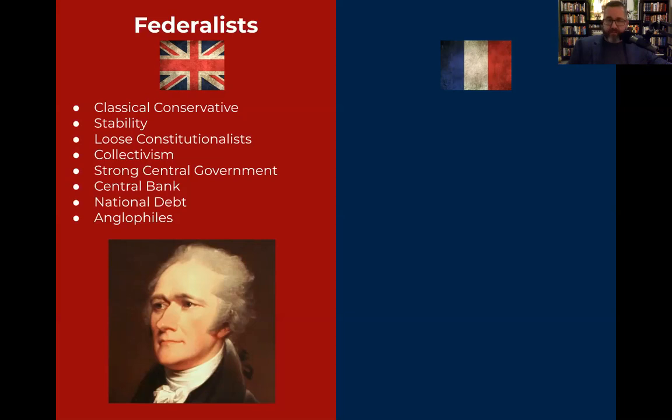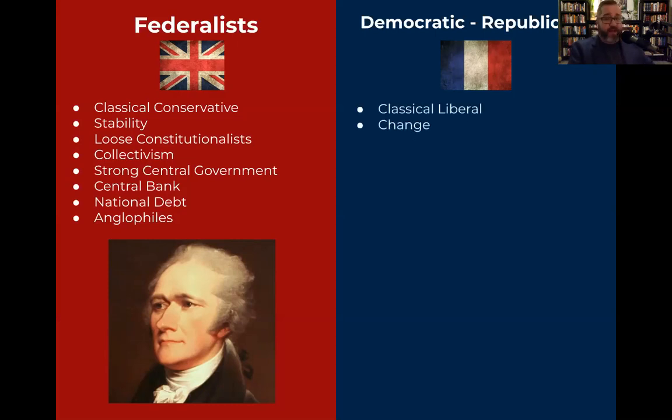And they're going to be Anglophiles, supporting the British crown, not directly supporting the crown. There are some that just kind of like the English way, are still very traditionally Englishmen. On the flip side of that, we could play opposite day with the Democratic Republicans. If you're not classically conservative, well, you are classically liberal. If you don't like stability, you like change. If you don't like a loose constitutionality, you are a strict constitutionalist.